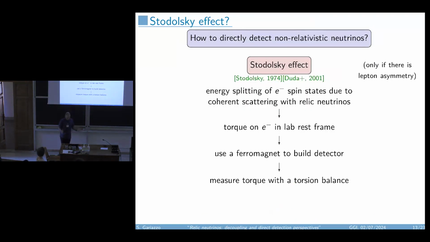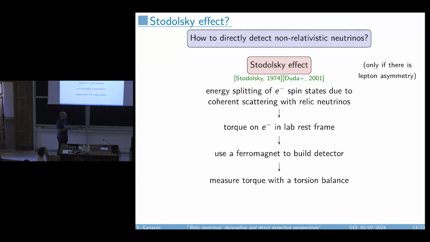There are basically two main ways. One is through elastic scattering and one is through inelastic scattering. So in the case, for example, of elastic scattering, we can have, for example, the interaction of relic neutrinos with some detector, and Stodolsky proposed in '74 a mechanism that actually works only if there is a neutrino, anti-neutrino asymmetry.